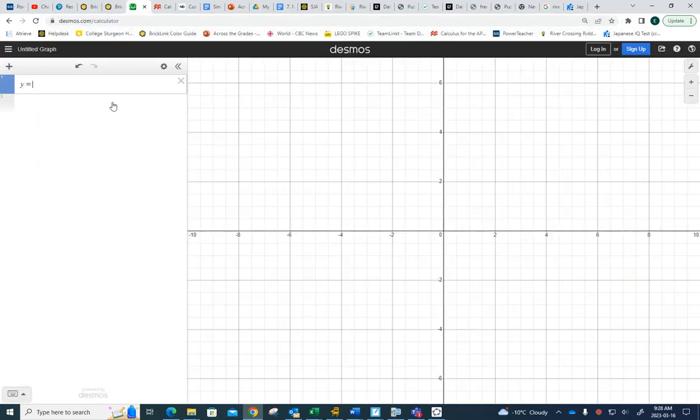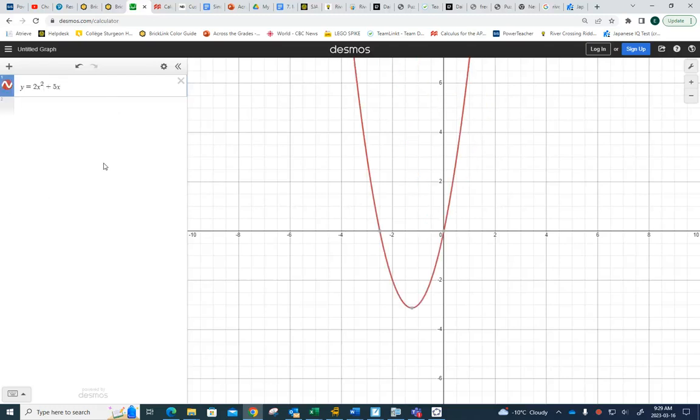y equals 2x squared plus 5x. There we go. So there I've written an equation. The graph is automatically there, and the point, you just have to click on it when you see it to find the max or min. Probably better than your graphing calculator that way for how easy it is to find a max or min. So, Desmos, a wonderful app.